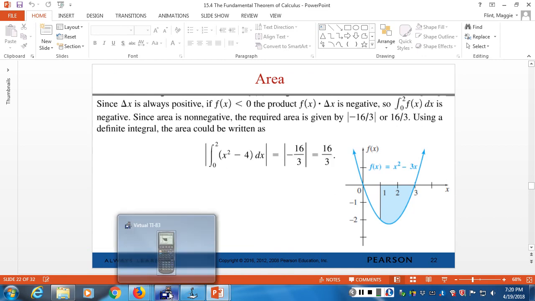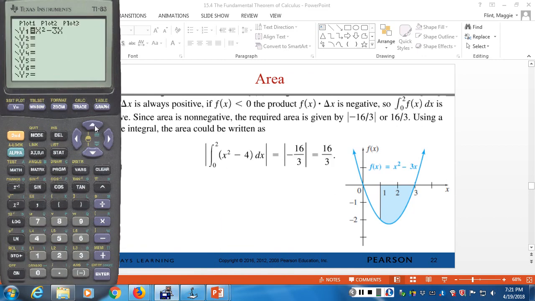Okay, let me go back and try this again. Let's do the one we started out with, which was x squared minus 4, and the limits are 0 to 2. And that is the right answer. That is the right answer. So you must be right. I put in the wrong limit the second time.